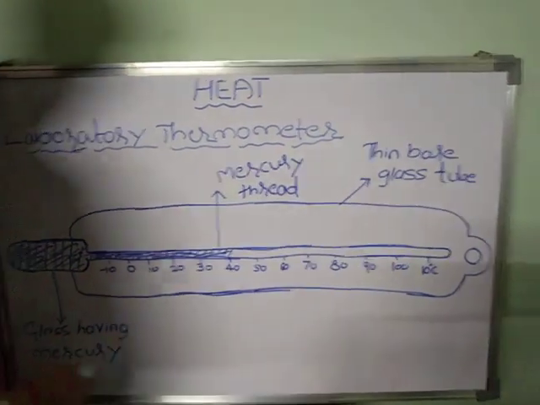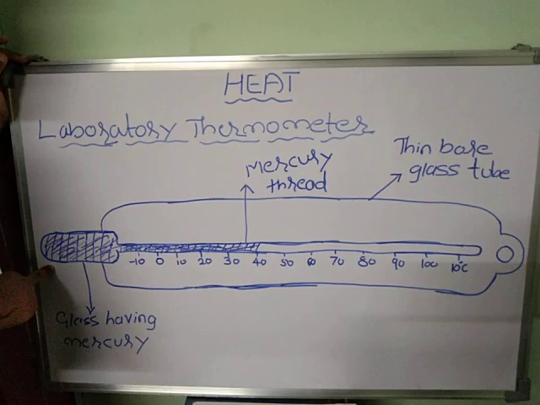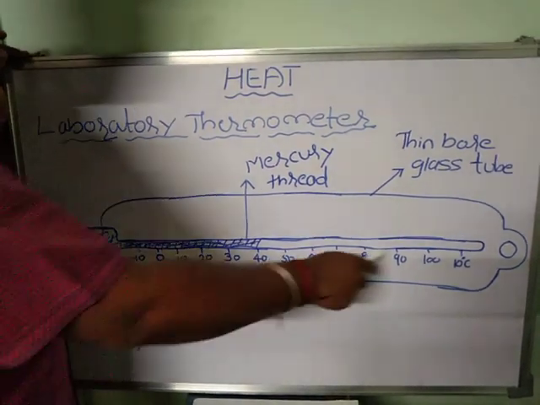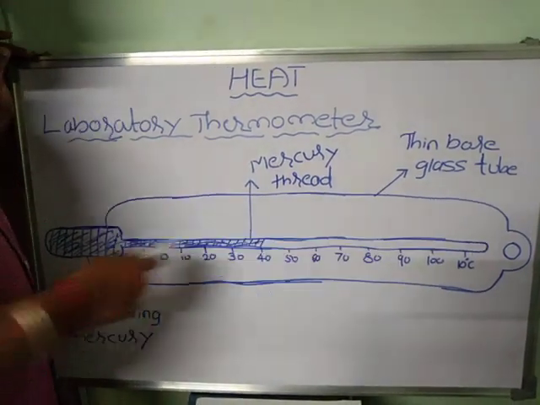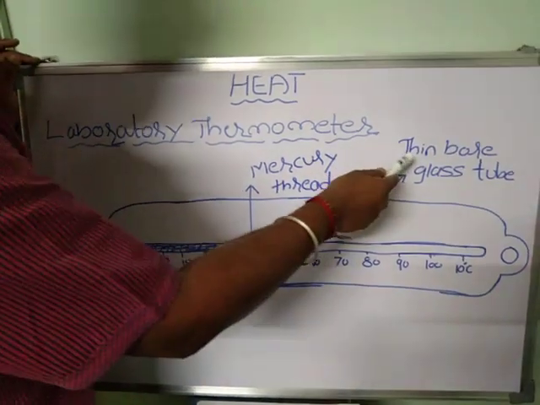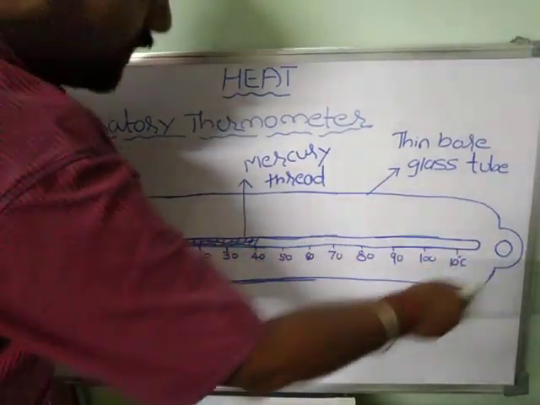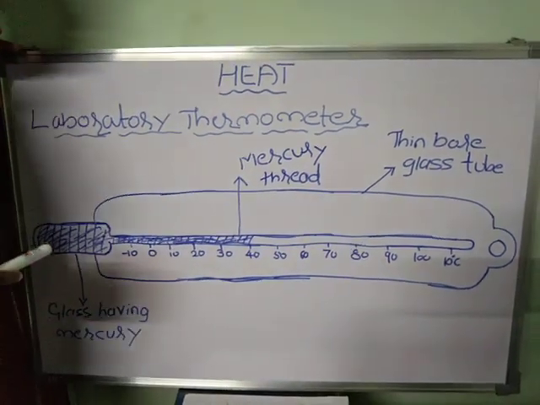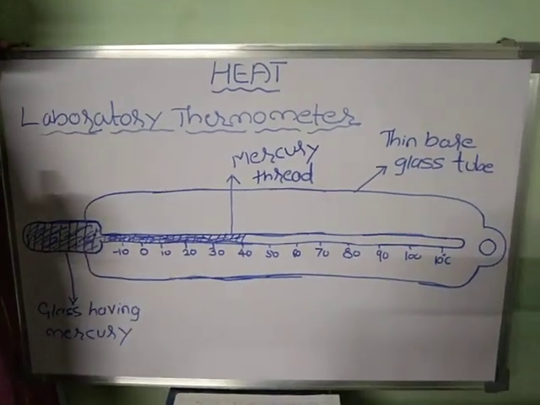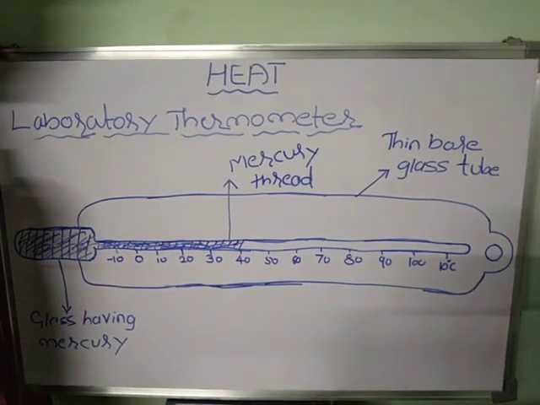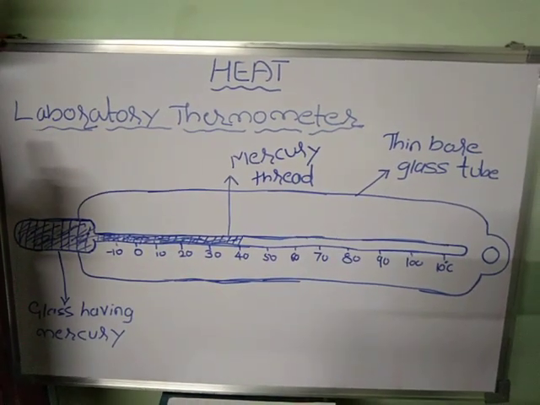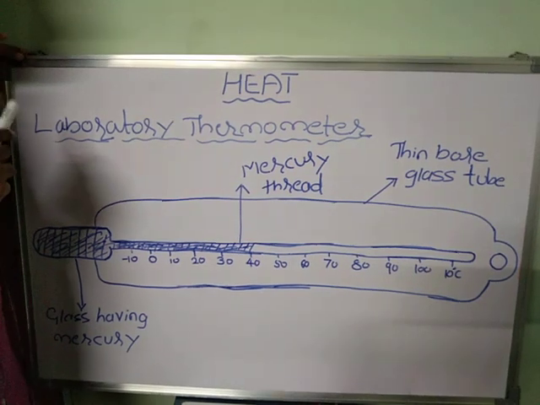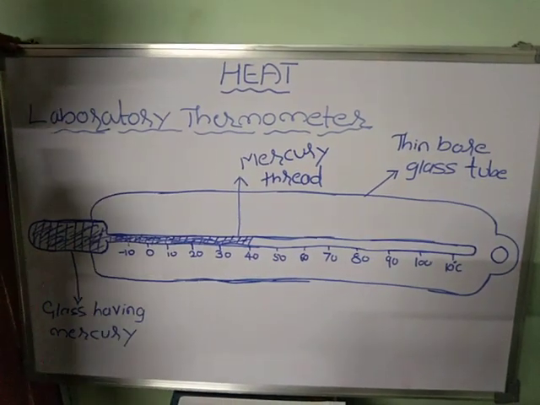So there are three important parts. One is the bulb where the mercury is, the capillary tube where mercury can easily flow, and the thin outside body of the thermometer, which is the thin bore glass tube. This laboratory thermometer is used for measuring temperature in a science laboratory.